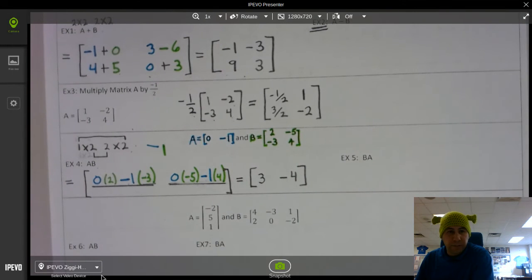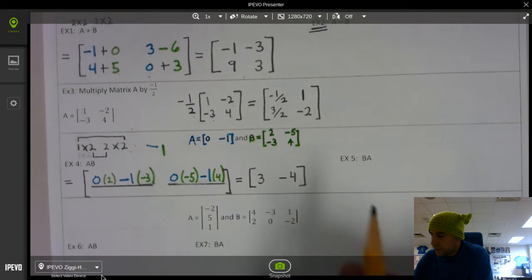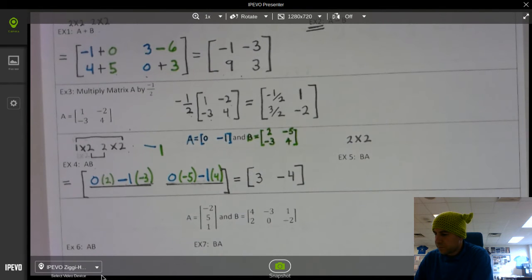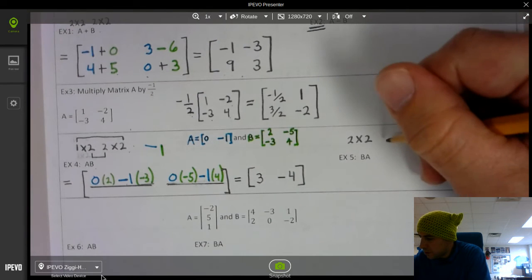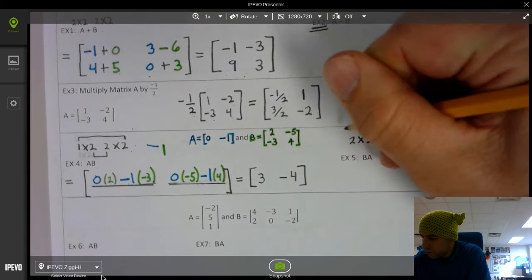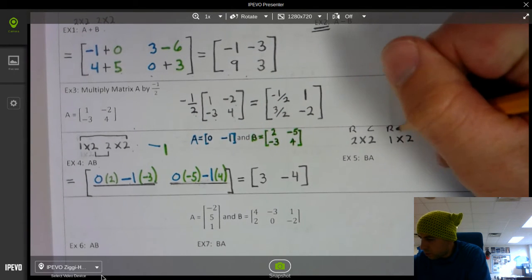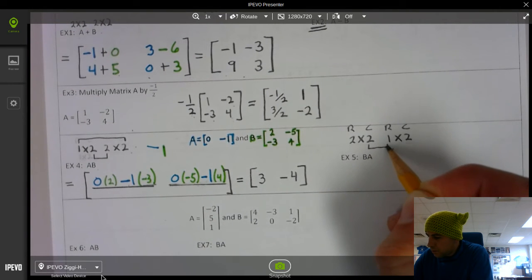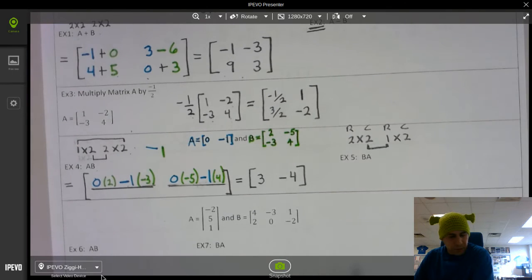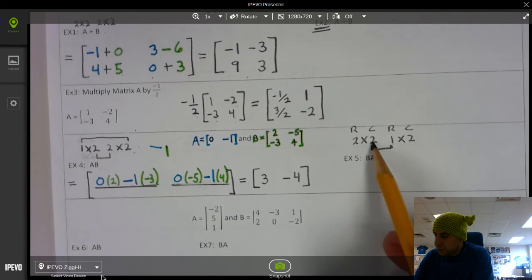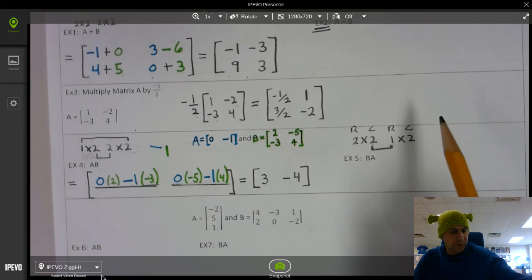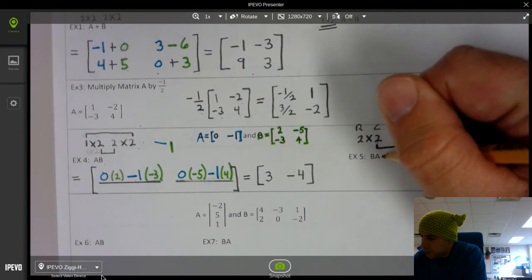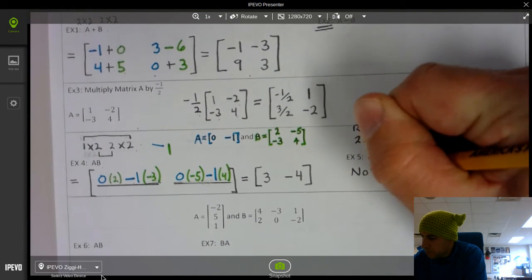All right, let's look at example 5. All right, so example 5. B is a 2 by 2. And A is a 1 by 2. And remember, this is the row, column, row, column. All right, so what you'll see here is that the columns and the rows don't match. And so you would put B times A is not possible.